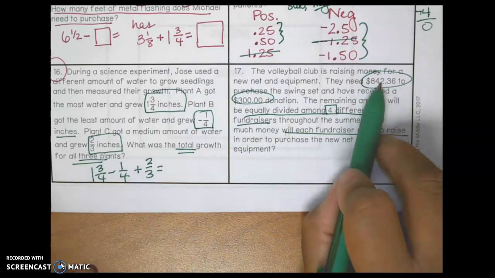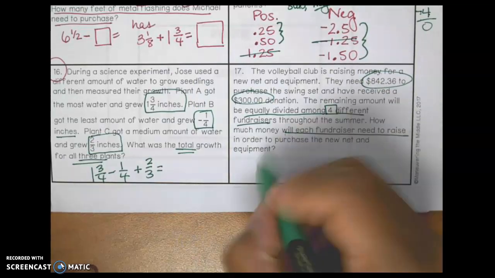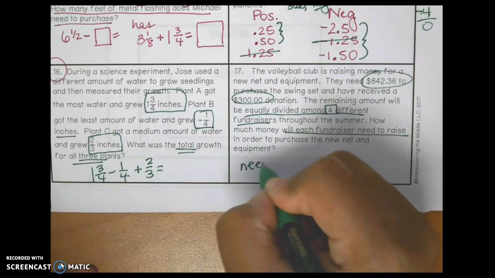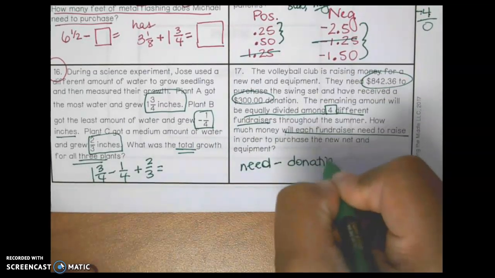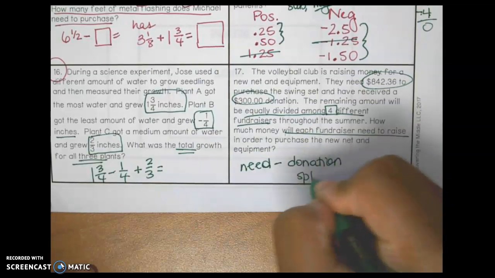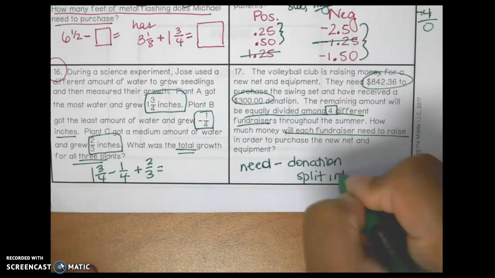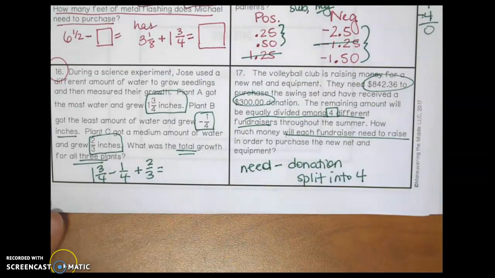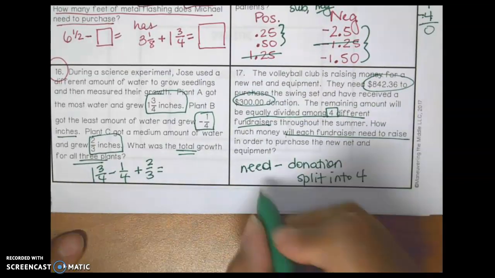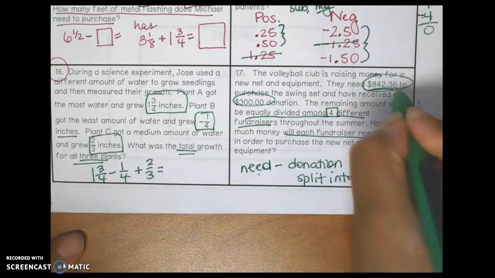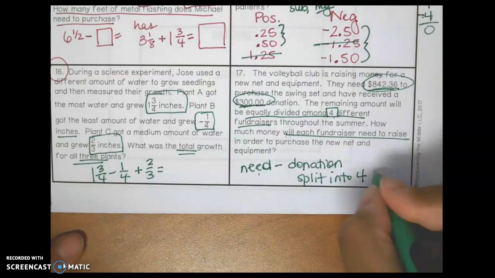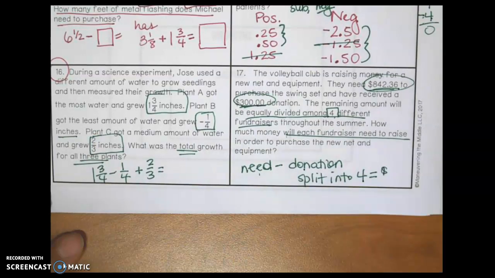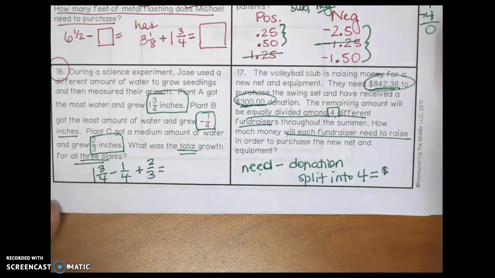So I have this amount of money, what they need. I'm going to take what they need, I'm going to subtract my donation, and I'm going to split it into 4. And that's what I'll get. So this has a number of what they need. This has a number of what was donated, and then they will split it into 4, and then I will get a dollar amount that equals my answer here.